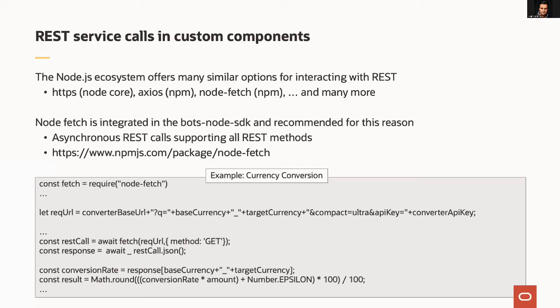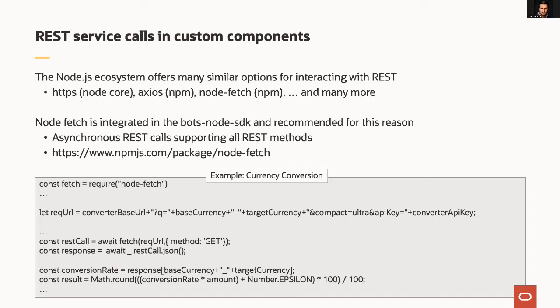Then there is a very commonly used one, which is called Axios. And then there is Node Fetch. Typically all of these, except for HTTPS, you install through npm install and just the name of it. Now, Node Fetch is what we recommend you use. The reason we recommend this is because it's part of the Bots Node SDK. So there's no additional import that you need to do, no installation that you need to do. It's just there.